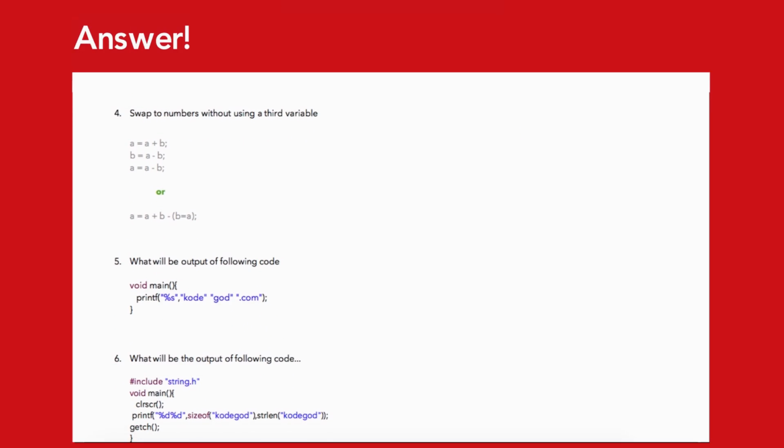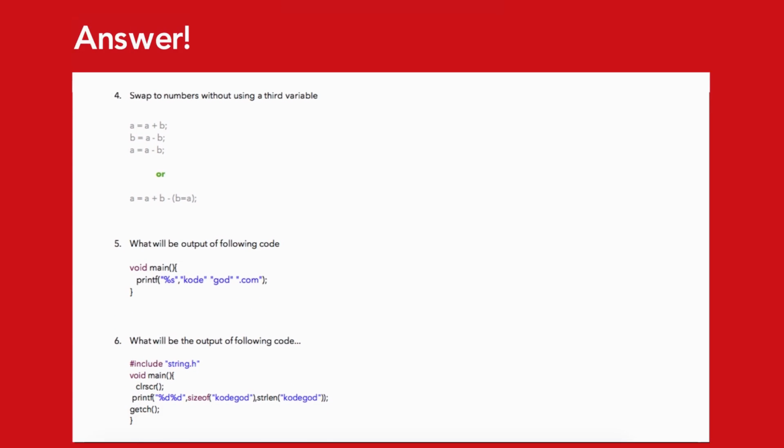Time's up. Here is the answer. The next program is a very commonly asked question: how can we swap two numbers without using a third variable? The logic for this is very simple. These are my arithmetic statements. Suppose the user has entered A equals 10 and B equals 20.